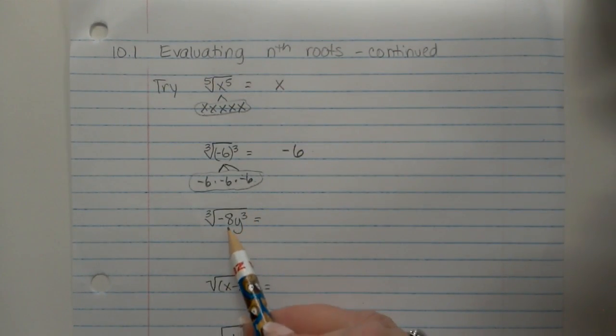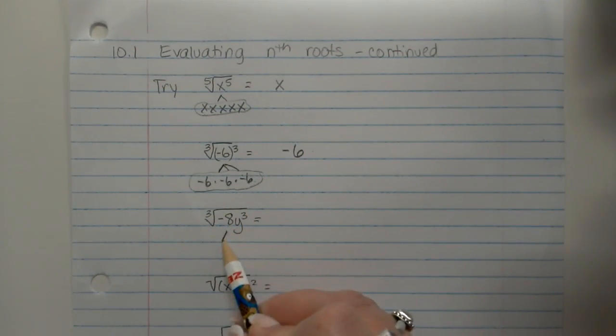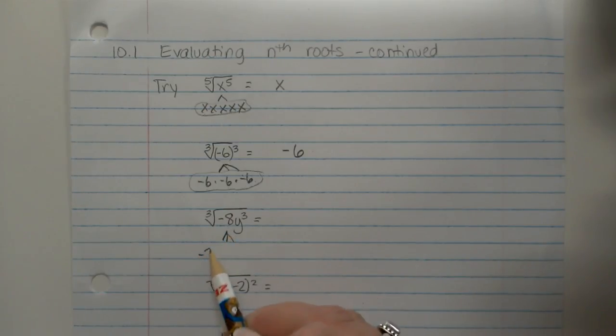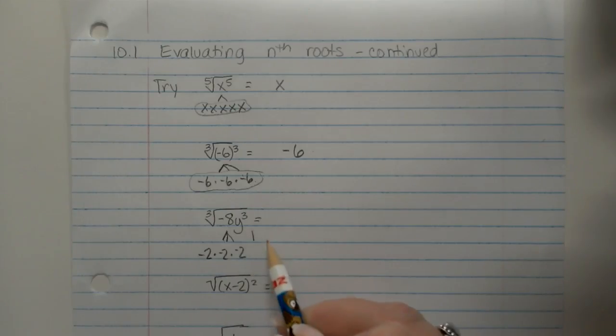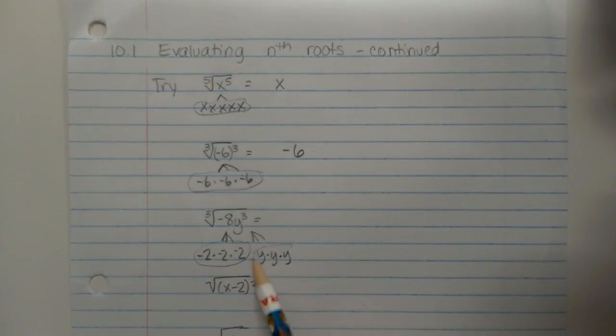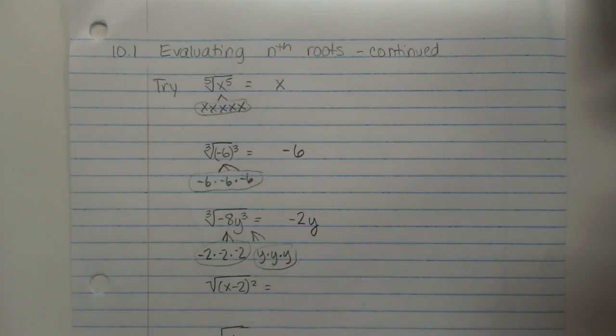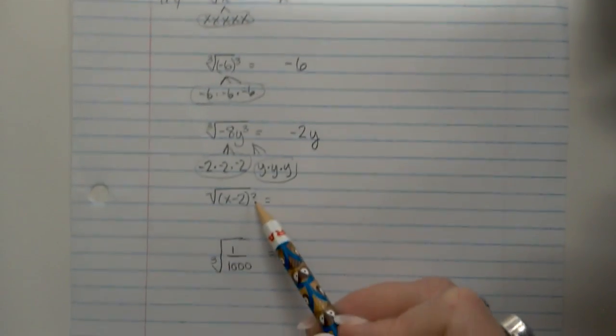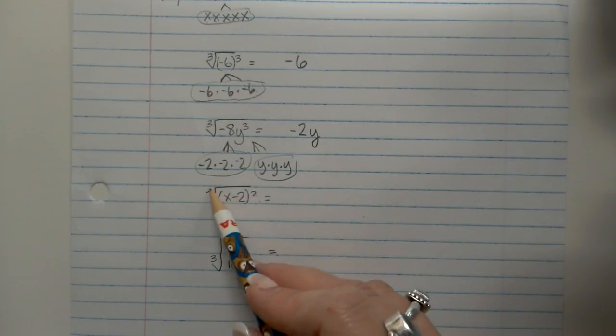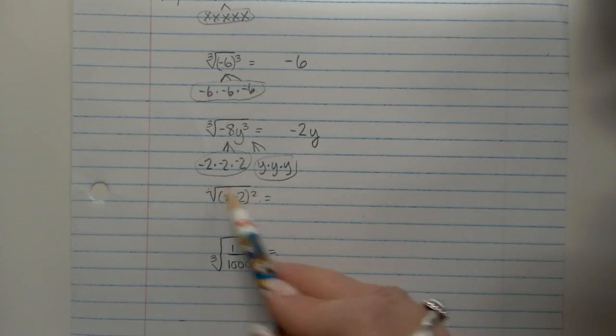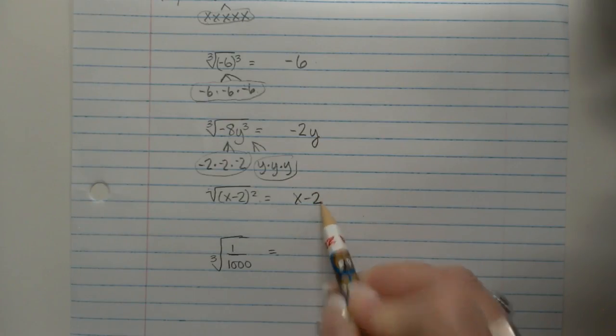Negative times negative will give you negative. All right, again, this is an odd root, so I could split this up into negative 2 times negative 2 times negative 2, and then I can split this guy up into y times y times y. That's what y cubed is. So I have a perfect set of 3 here and a perfect set of 3 here. Now this is the square root of something squared. So again, this root and this power are exactly the same, so I'm just going to get the answer out that I put in.